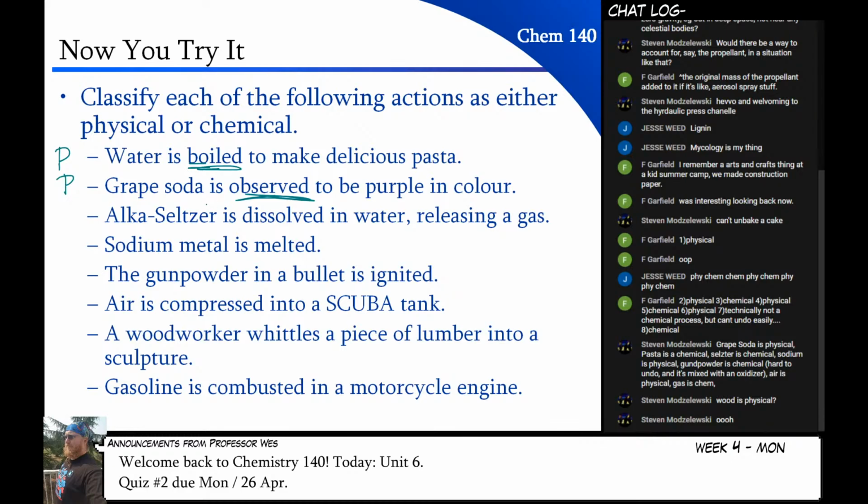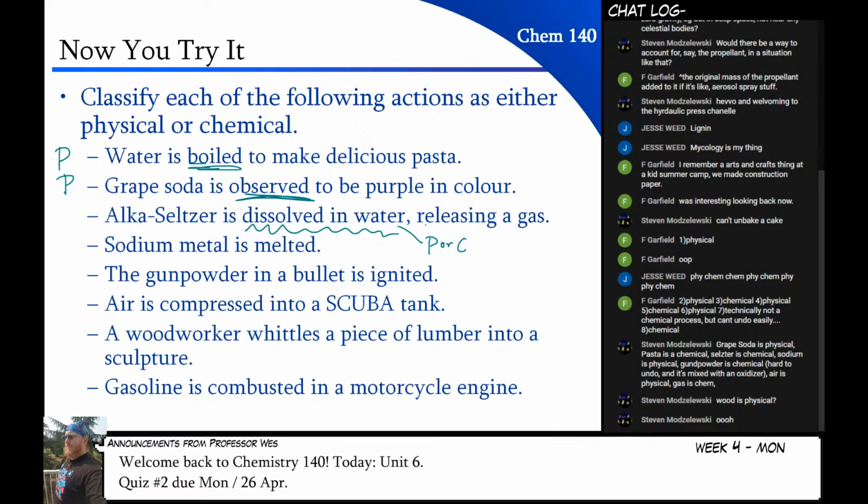Alka-Seltzer is dissolved in water, releasing a gas. Now, you might think that this is the one you want to look for, but watch out. Dissolving in water can be both physical or chemical, because all dissolving means is that you don't see it anymore. It's still there. Alka-Seltzer dissolves in water, but so does table salt. You can get the table salt back by boiling the water away, but if you boil Alka-Seltzer in water, you don't get Alka-Seltzer back. You get sodium citrate, which is not. Is it sodium citrate? I'm trying to think. Yeah, it totally is. Okay.